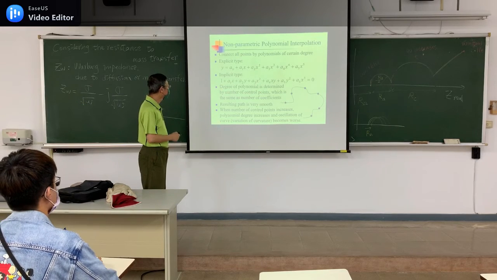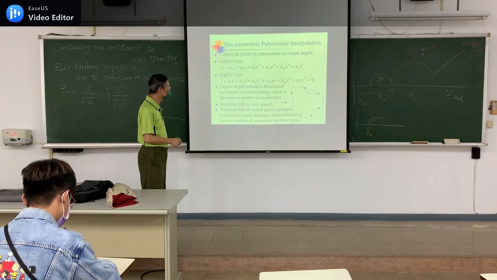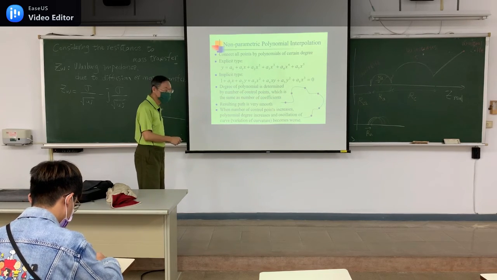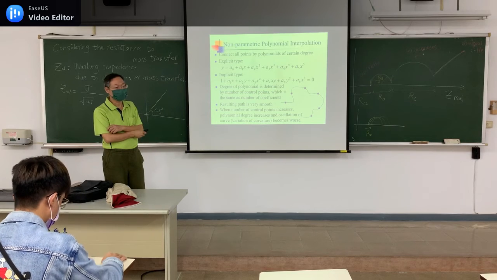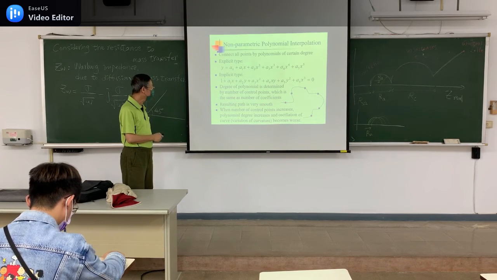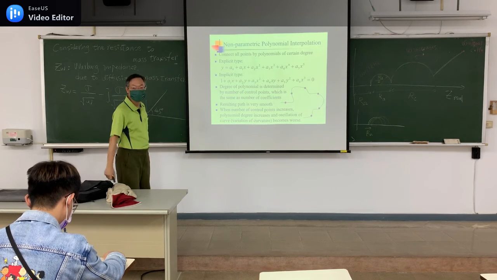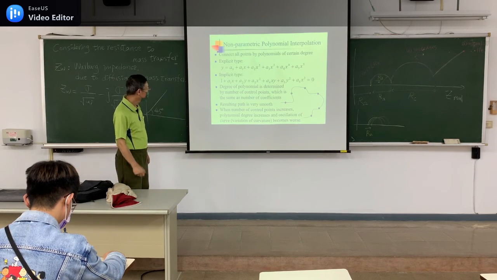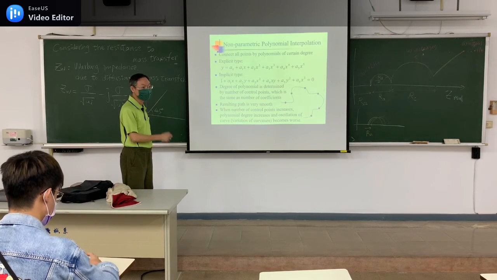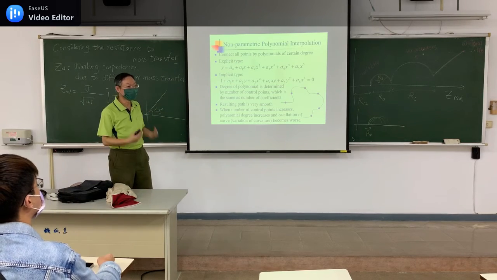In such interpolation, the degree of the polynomial is determined by the number of points you have, which is the same number as the coefficients. The number of unknown coefficients will be the same as the number of points you have. The resulting curve is very smooth because it's a polynomial. You can differentiate it up to any order.